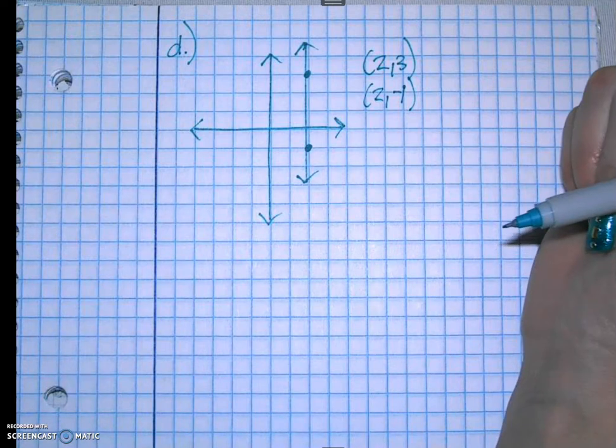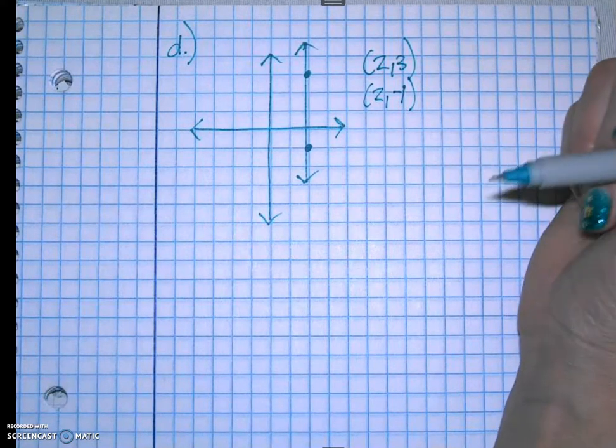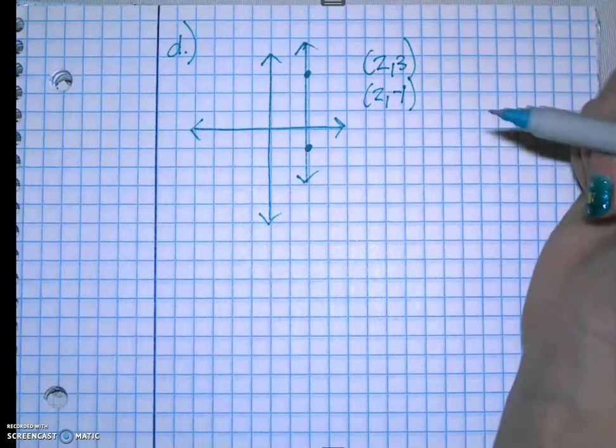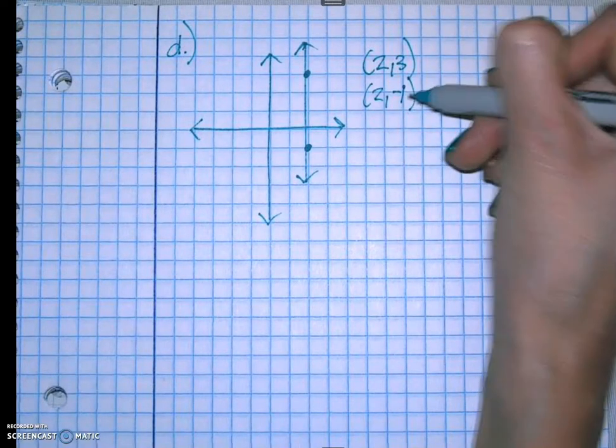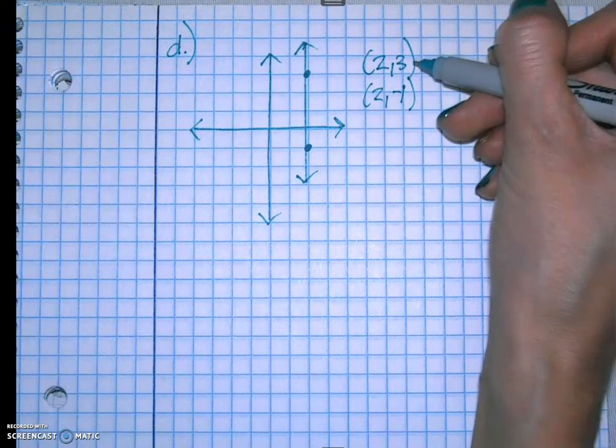So right now you should already be able to tell me what kind of line this is, but if not, that's okay. We're actually going to plug it into the formula. So we know that the formula is y minus y over x minus x. So I'm going to start with this one. So I'm going to take -1 minus 3.